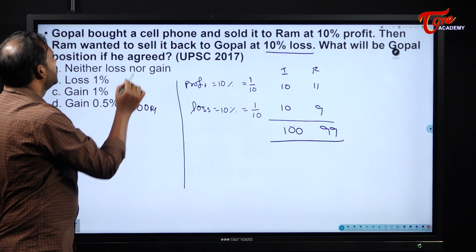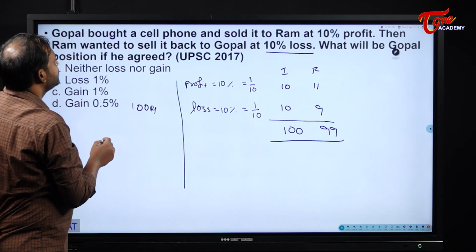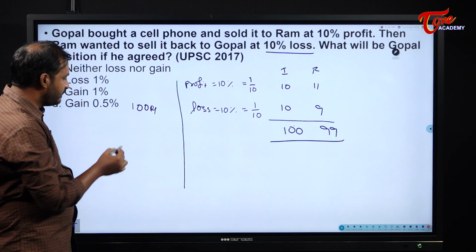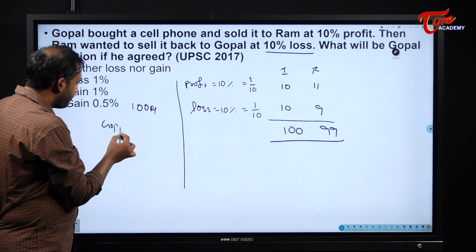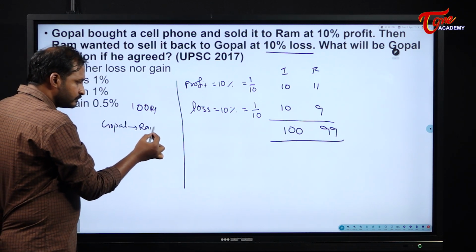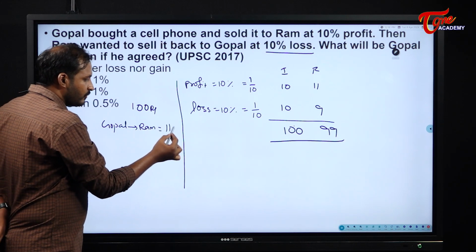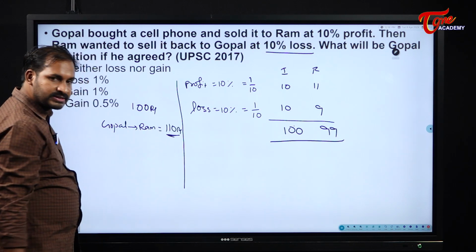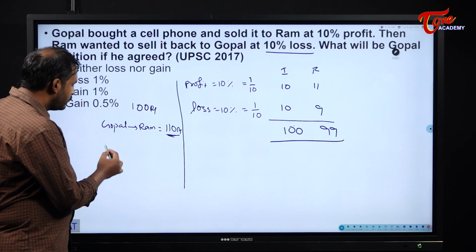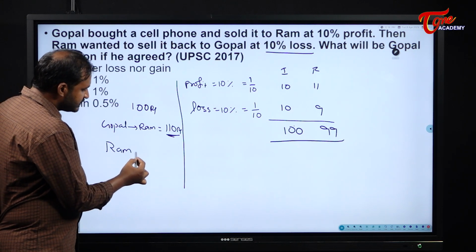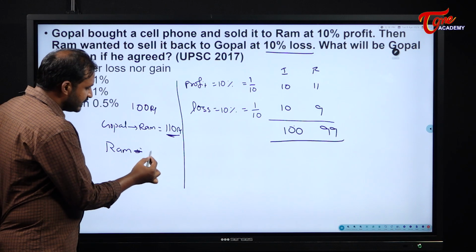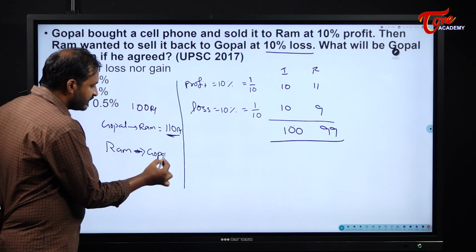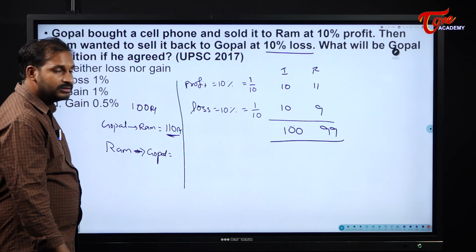Now what has Gopal done? He sold it at a profit of 10%. That means Gopal to Ram, he sold for 110 rupees. Ram purchased it for 110 rupees. Now Ram once again sells it to Gopal at a loss of 10%. What is 10% of 110? 11, right?